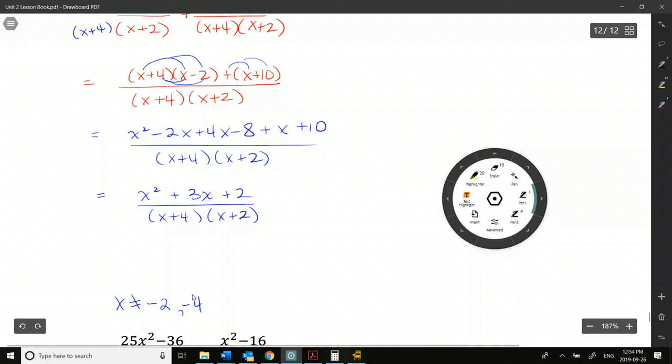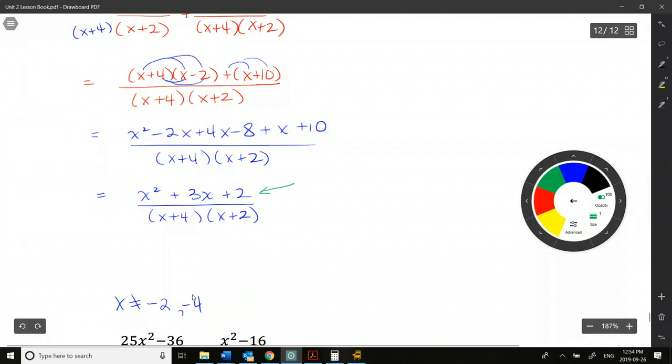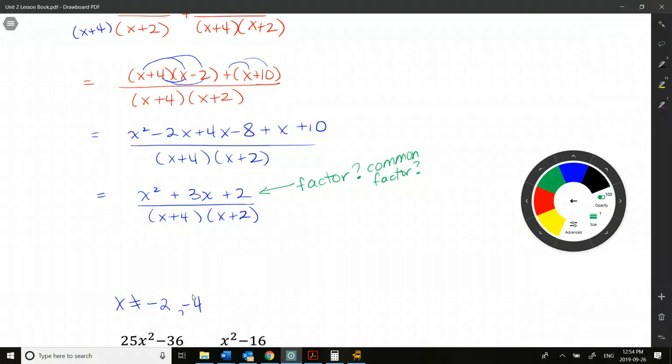Okay, at this point, we're at step number 6 right now. We are checking to see if this numerator can be factored any further. So the question that you ask yourself once you have expanded and simplified the numerator is, can I factor this or can I common factor this at all? If your answer is yes, you will factor it, and then you'll see if you can cancel. If your answer is no at this point, then you're going to be finished.